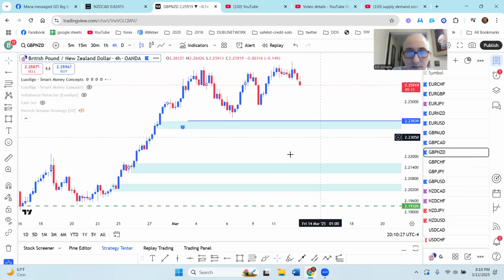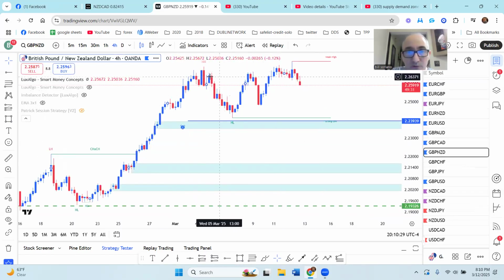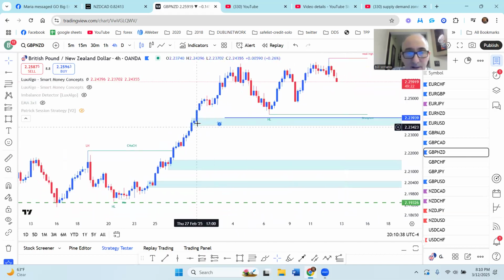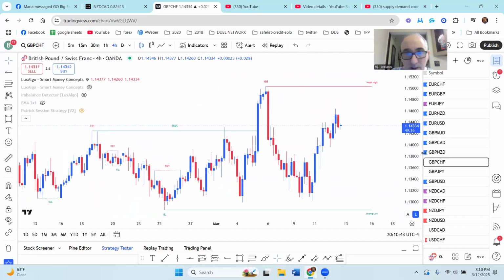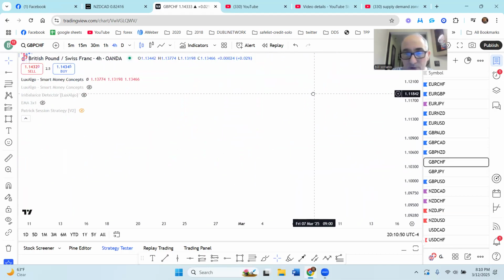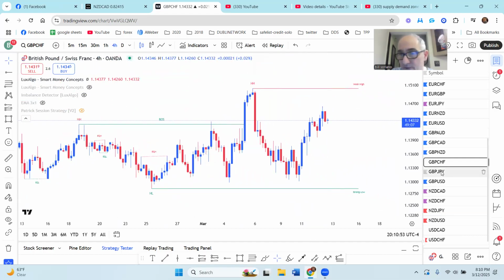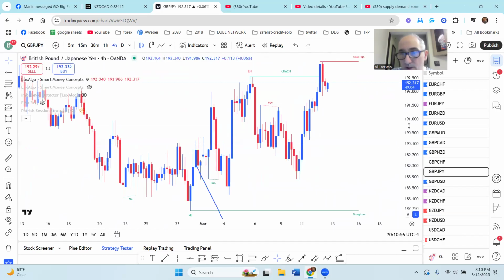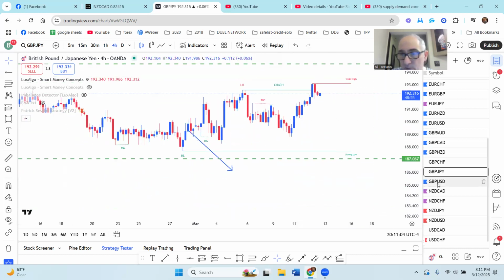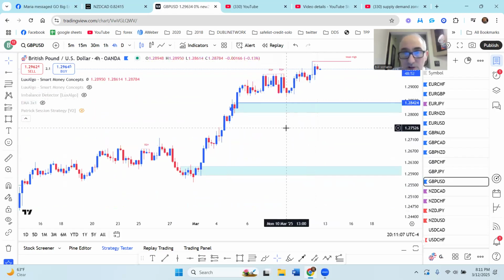GBP NZD, also bullish. Again, we had a couple moves here. We don't get any clean break of structure from this high here. So that's still our swing high, and our demand zone is right down here. GBP CHF, this has no setup right now. We're waiting for price to move one way or the other here. It's kind of stuck in between. And so we have nothing marked up on that, or GBP JPY. GBP JPY, we're waiting for price to break through this high here or this low here before looking to trade it.